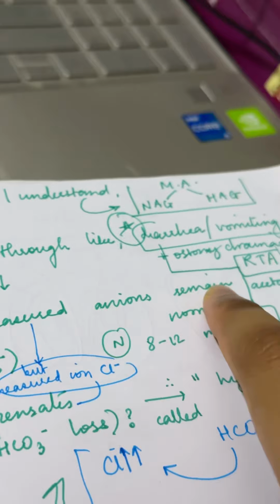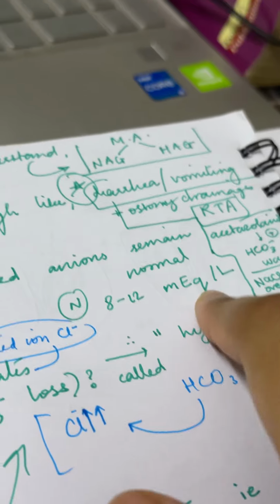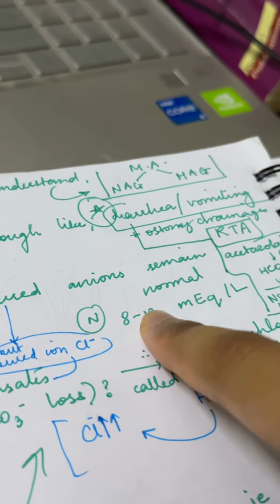And because of this unmeasured anion, normally we're also going to have an anion gap which is 8 to 12 milliequivalents per liter. This is normal anion gap. But what if we have NAGMA? That is, in metabolic acidosis, the anion gap is remaining normal. That is, it is being maintained by something.